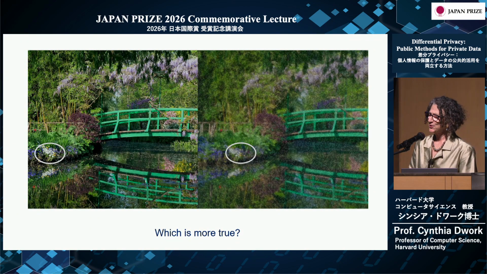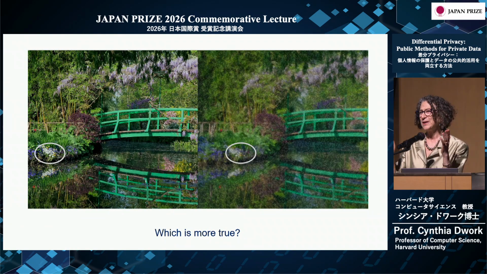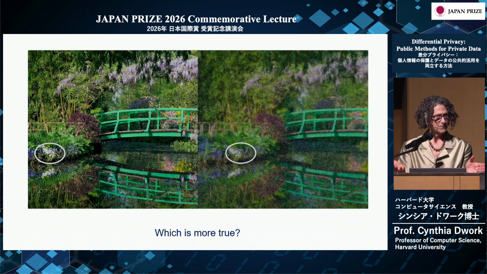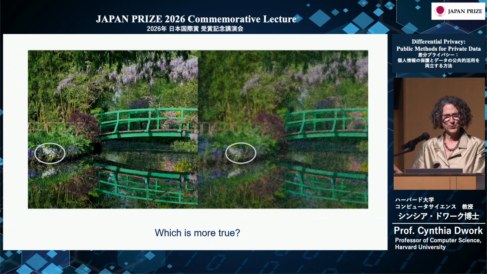It turns out that differential privacy, mathematically, is a stability notion. If you change the data set a little bit, you should not get much change in the outcome. This turns out to be essential for machine learning and AI. And so again, which one is more true?